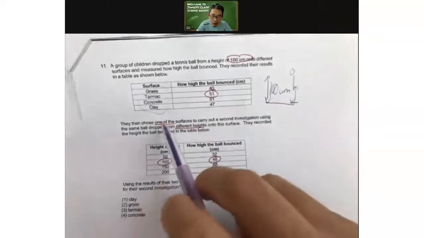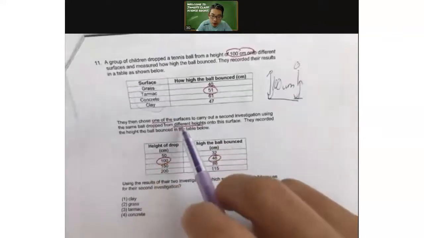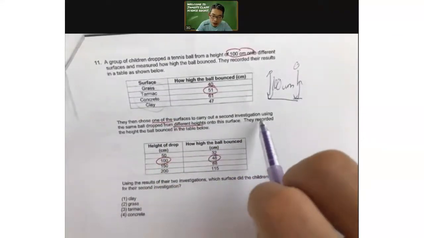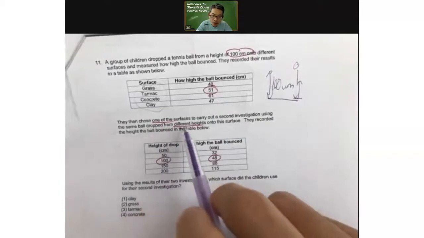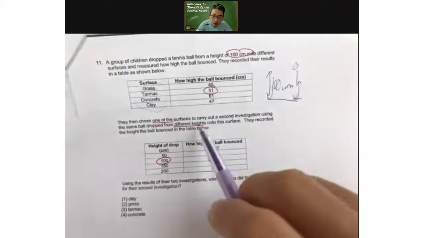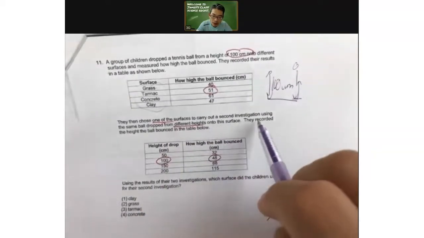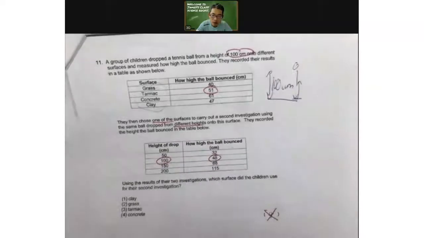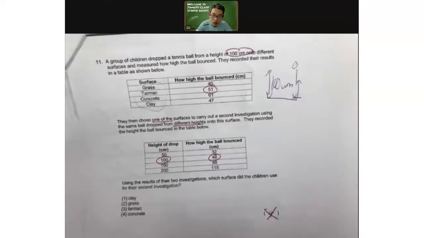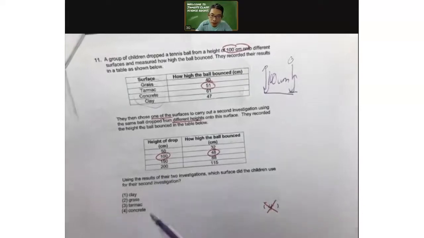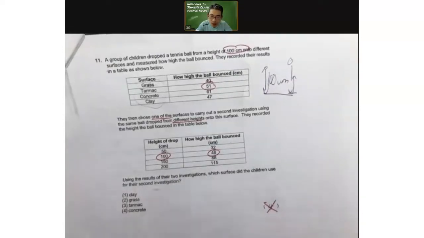Then they choose one of the 4 surfaces, didn't say which one, to carry out a second investigation. And the same ball was dropped from different heights, now it's different heights, onto this surface. And they recorded the height the ball bounced below. So, what can we use to compare? Which result? I chose the one in circle.